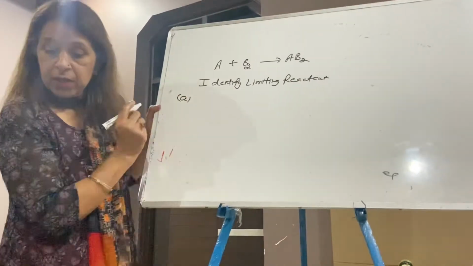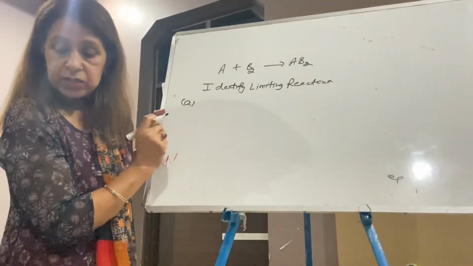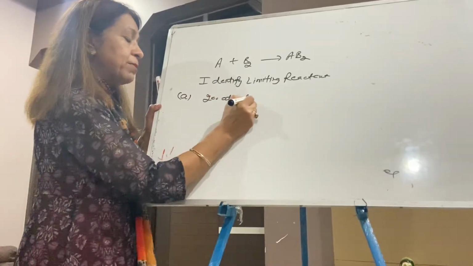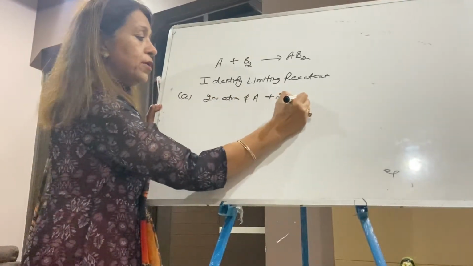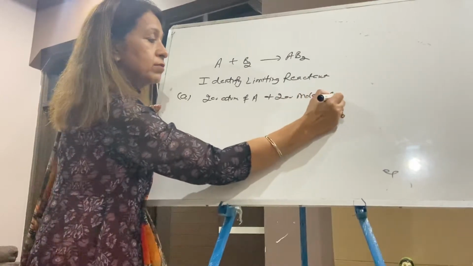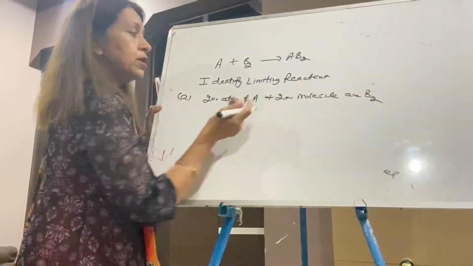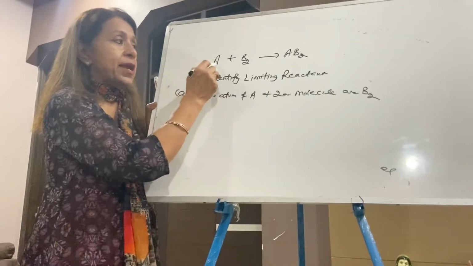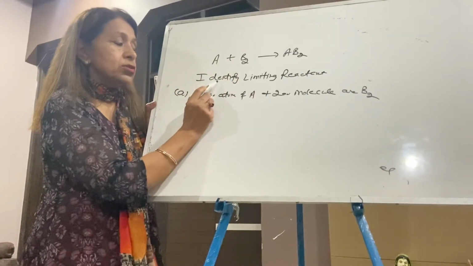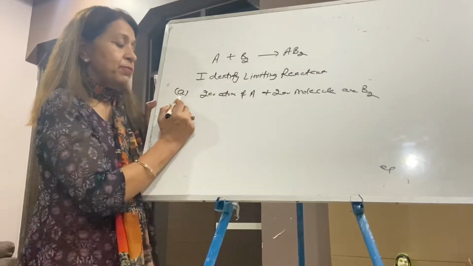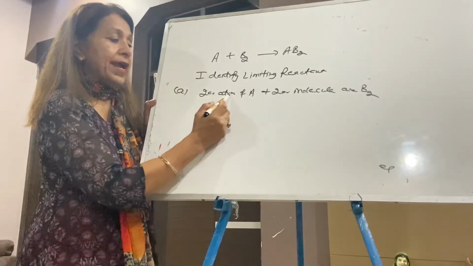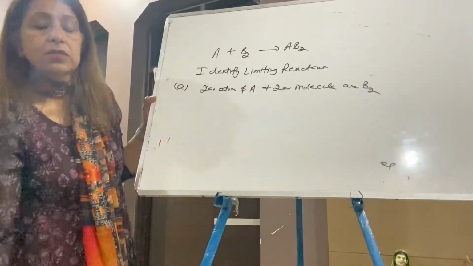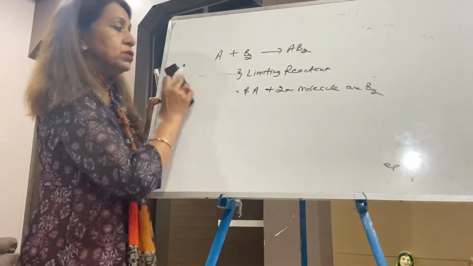The A part: 200 atoms of A and 200 molecules of B2 are there. The question is to identify the limiting reactant. The reaction is A plus B2 gives AB2, and the given data is 200 atoms of A and 200 molecules of B2. Let us start the numerical. Write the reaction.